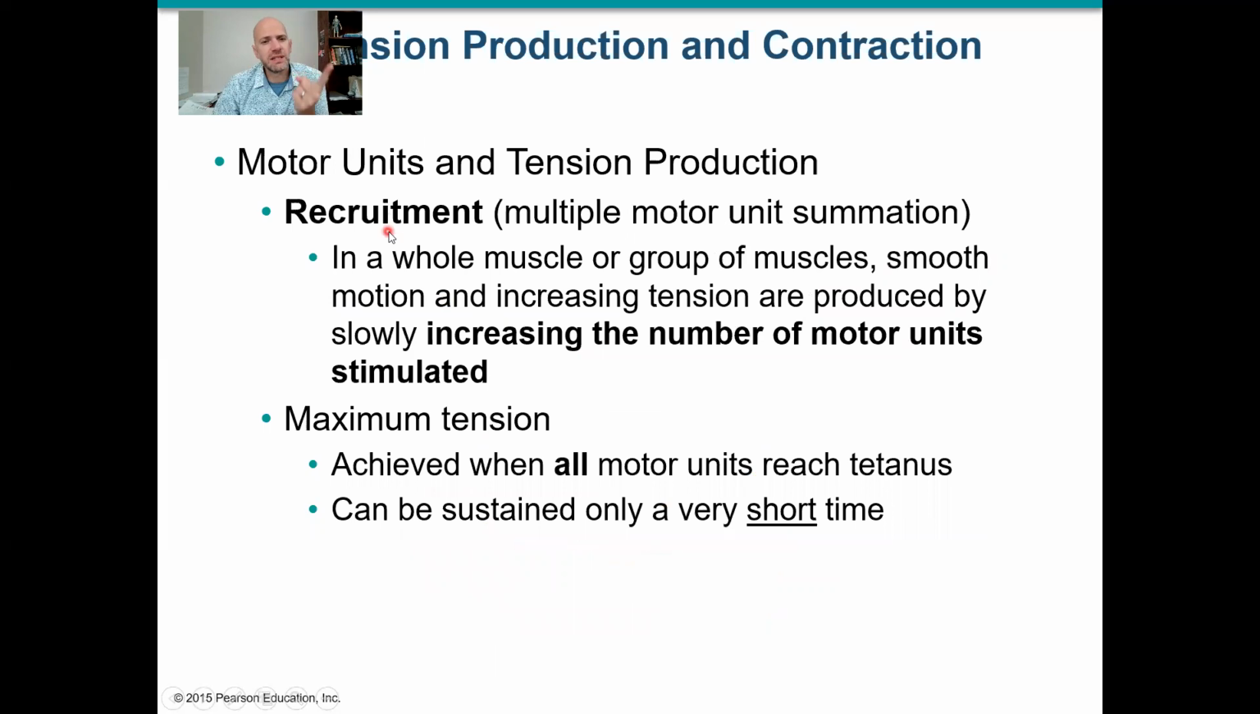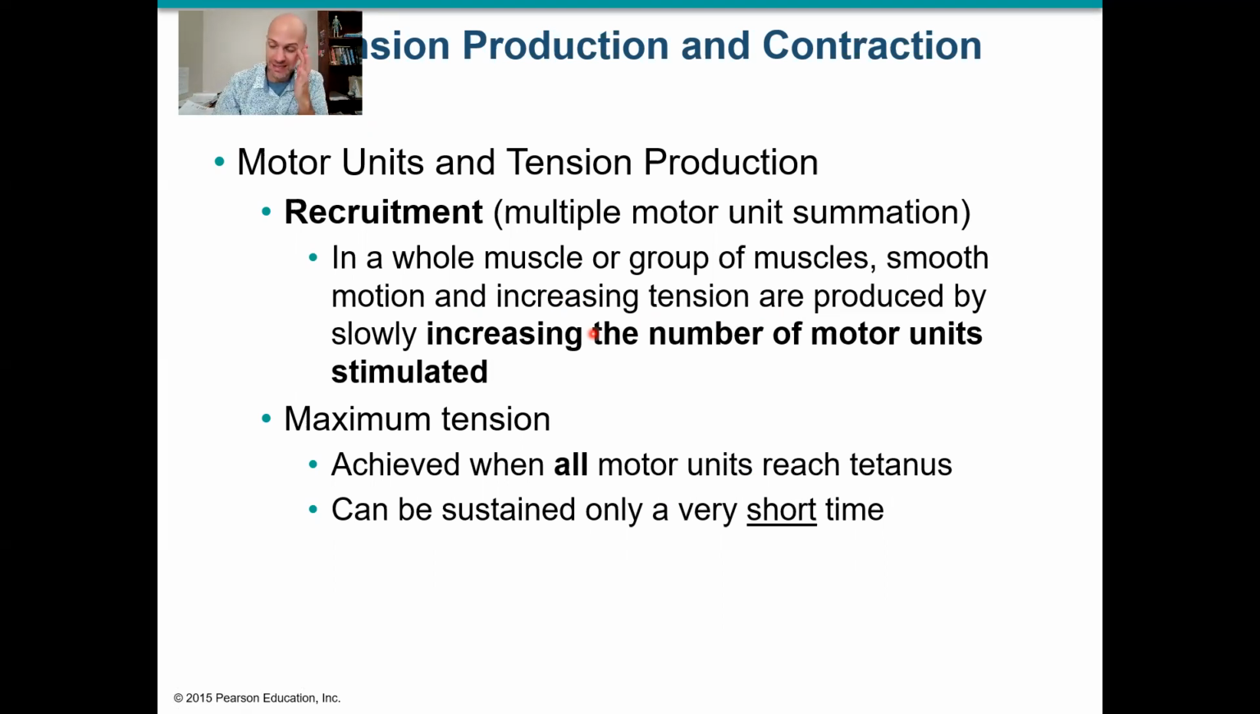So recruitment is increasing the number of motor units stimulated. Let's say I needed to lift a weight that was 25 pounds, and I initiated some stimulus to lift it, and I was like, oh, that's not enough. I can't lift it off of the rack. And so I recruit a few more motor units, and then a few more motor units, and pretty soon I've generated enough tension to lift the weight up off the rack.